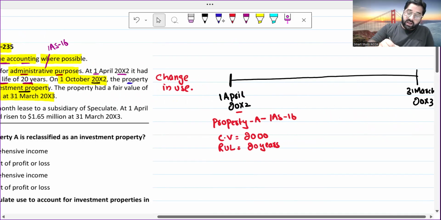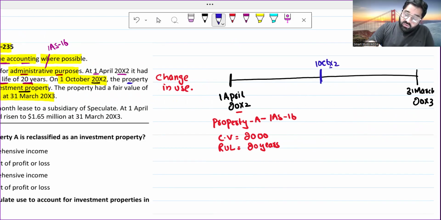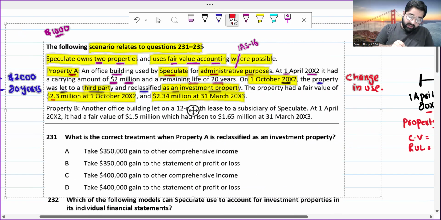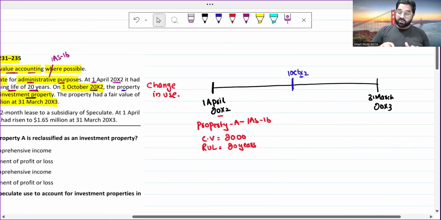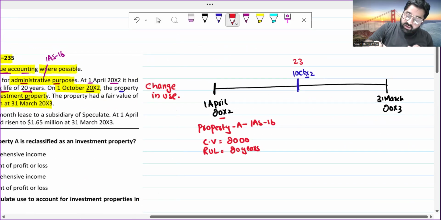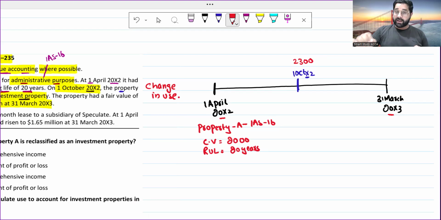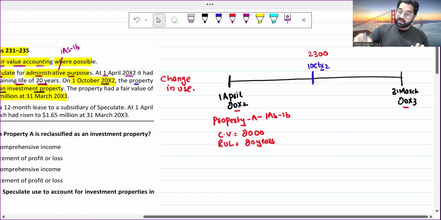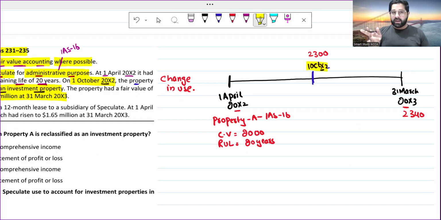Now, after 6 months, on 1st October 20x2, the fair value of this property is 2.3 million, so in terms of thousands it is equal to 2300, and the fair value at the year end is 2.34 million, which is 2340 in terms of thousands. Now on 1st October 20x2, there is a change in use of the property. It has been transferred from owner-occupied property to investment property, meaning from IAS 16 to IAS 40.